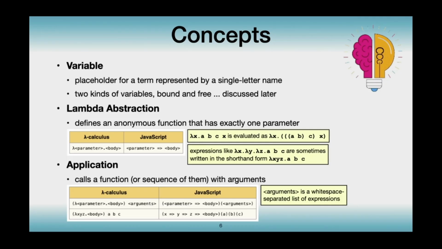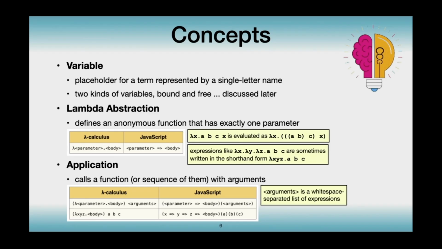And then I pass c into that function, and I get a new function. And then x is passed into that function. Sometimes you'll see a shorthand way of writing this. So instead of saying lambda x, lambda y, lambda z, I could write lambda x, y, z. But this is just a shorthand. It is not a function that takes 3 parameters, because lambda calculus only supports functions that take 1 parameter.